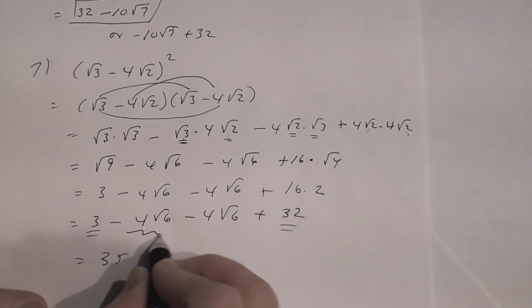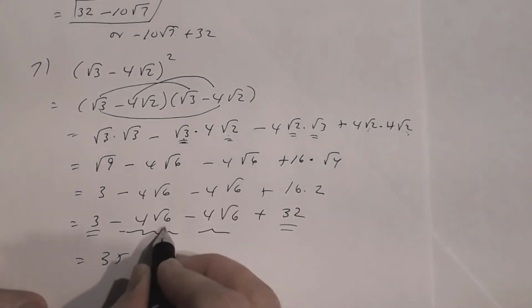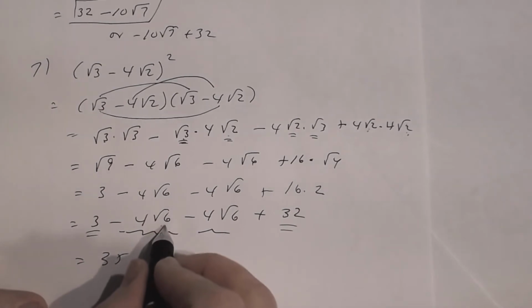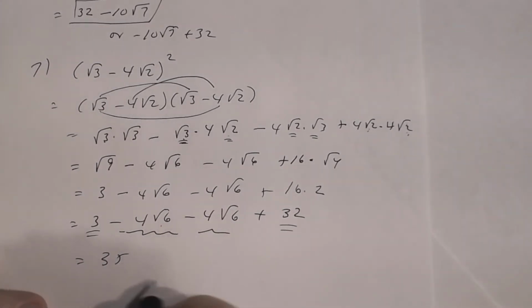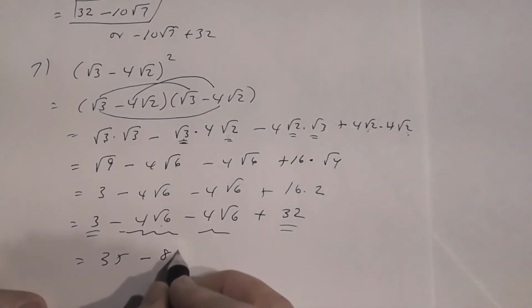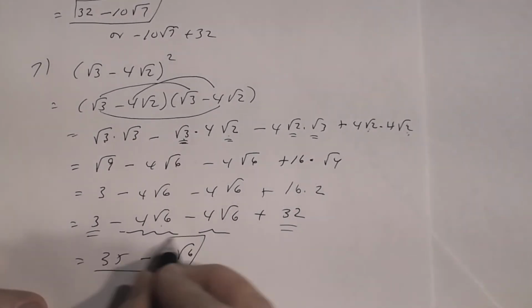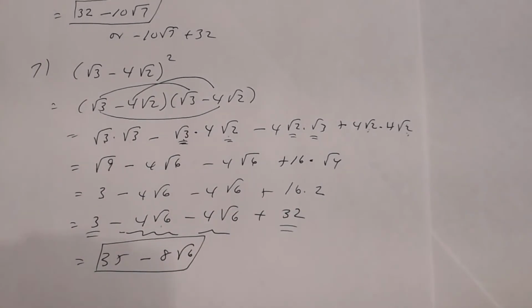I also know that these are like terms right here, because they both contain the square root of 6. So what's a negative 4 square root of 6 and a negative 4 square root of 6? Negative 8 square root of 6. Negative 4 and negative 4 is a negative 8. And so there's your answer. Okay, so that's number 7.